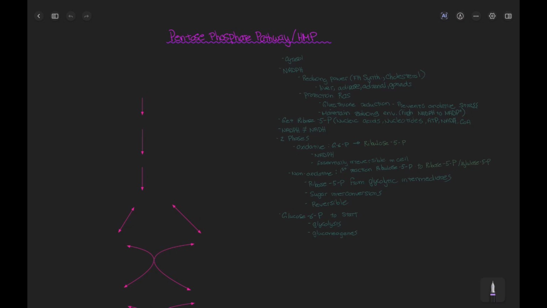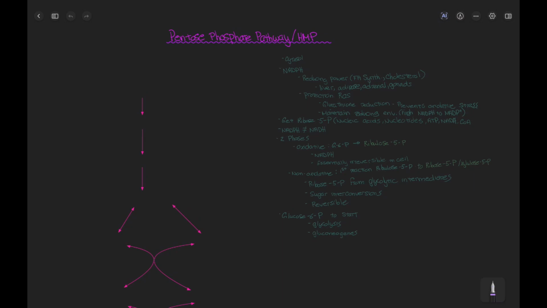Its major purpose is in producing NADPH, which is a crucial reducing power used in biosynthetic processes like fatty acid and cholesterol synthesis, which is important for tissues like the liver, adipose, adrenal glands, gonads, and mammary glands. It's also used for maintaining reduced glutathione to protect against reactive oxygen species, which is very important in cells in direct contact with oxygen, like your red blood cells and the cells of your eyes.